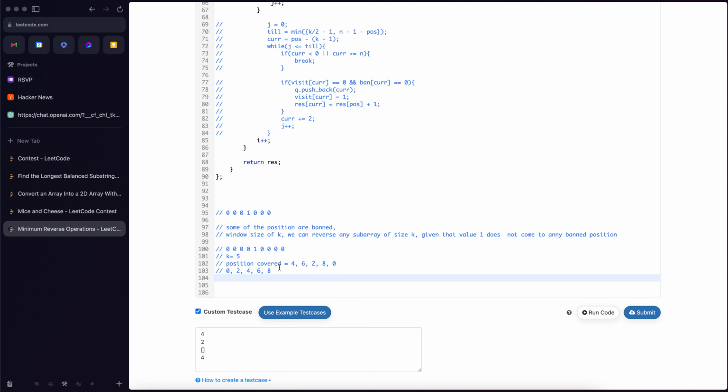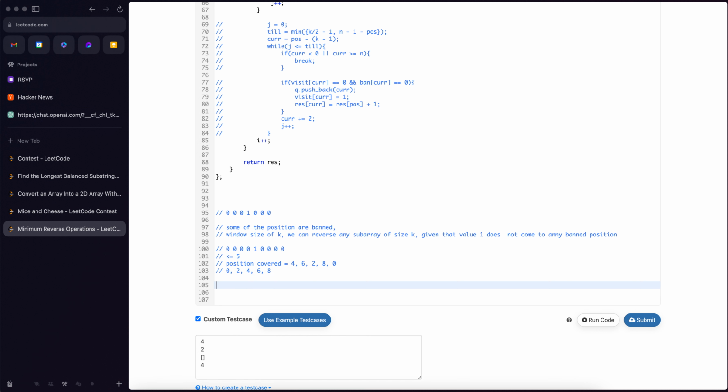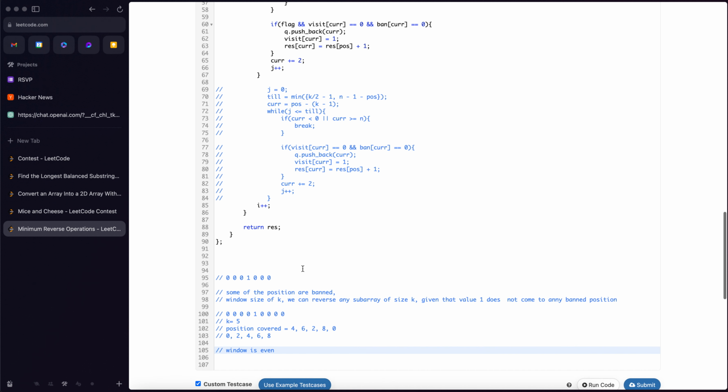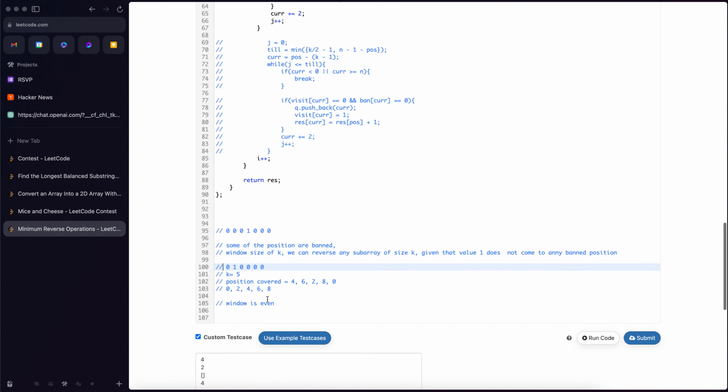A similar pattern emerges when the window is even. We would be able to cover plus 2, plus 2, plus 2, and we need to take care of corner cases. If the input was this, we wouldn't have been able to flip this, because there were no elements on the left side. So these are the corner cases which you need to solve.